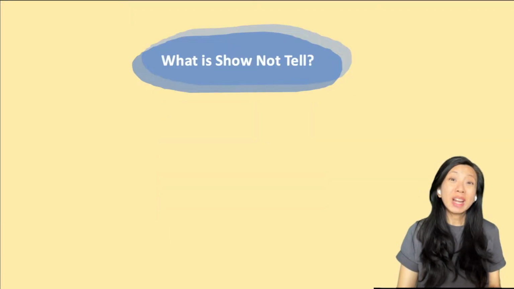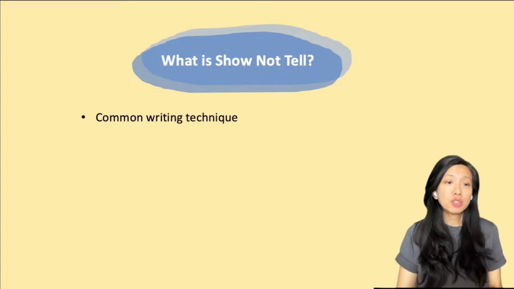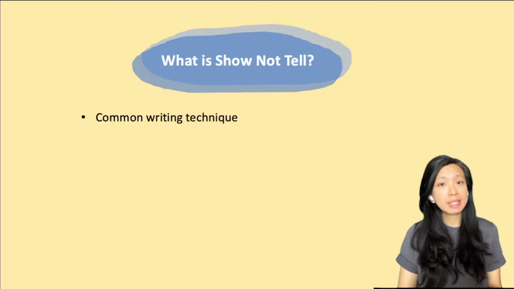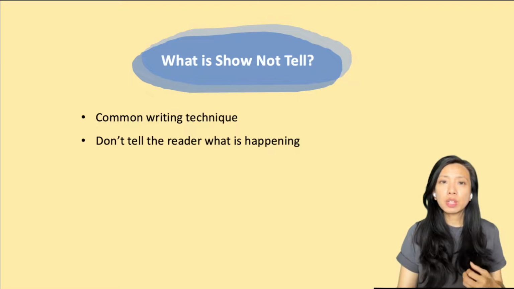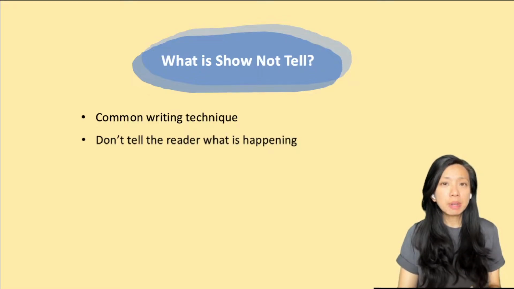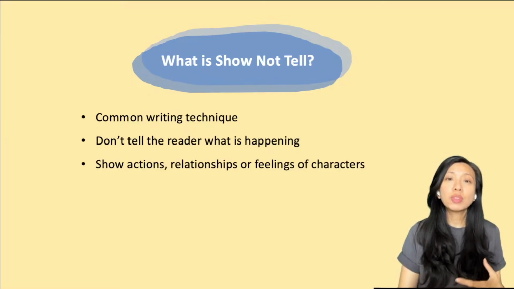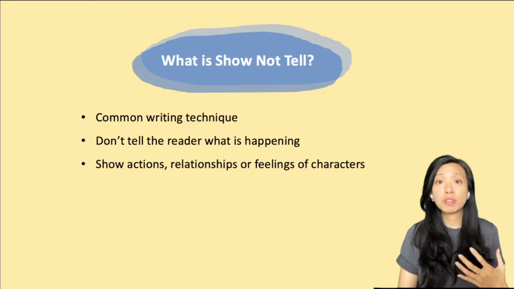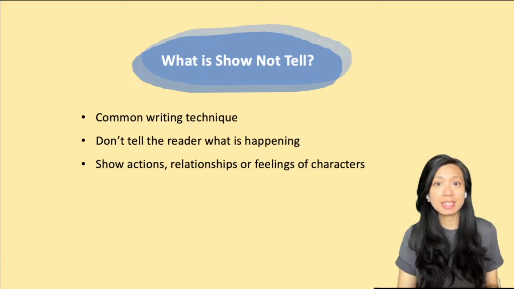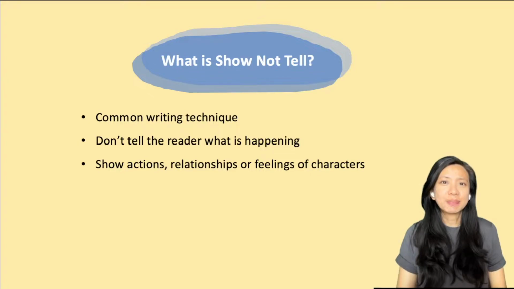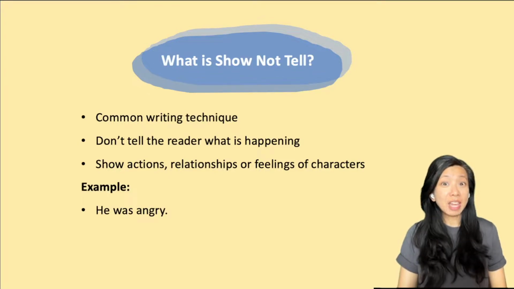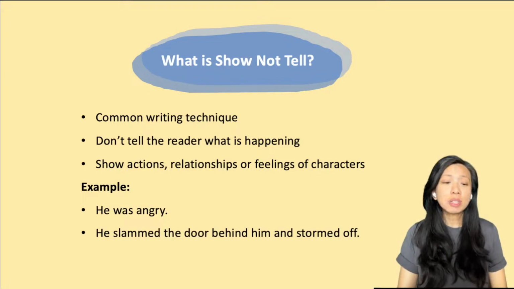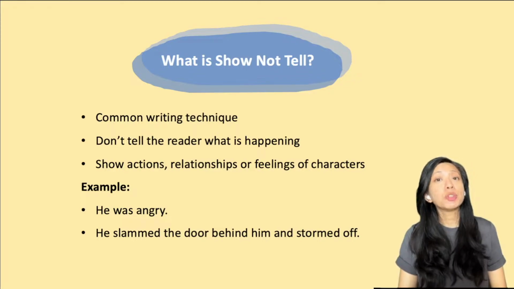So first of all, what is show not tell? The show not tell strategy is a very common writing technique, as I mentioned before. It's basically when you don't tell the reader what is happening, but what you do instead is to show the actions, the relationships, or the feelings of the character instead. So let's compare some sentences. He was angry. He slammed the door behind him and stormed off.